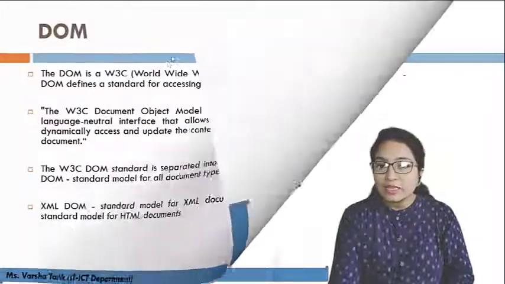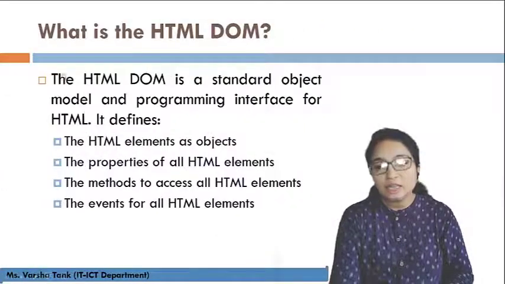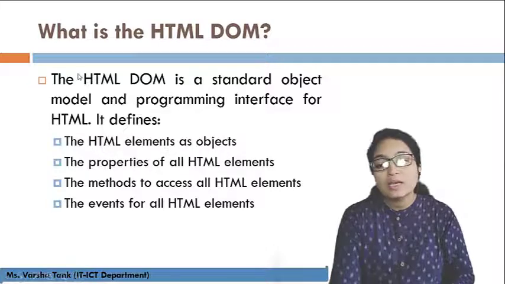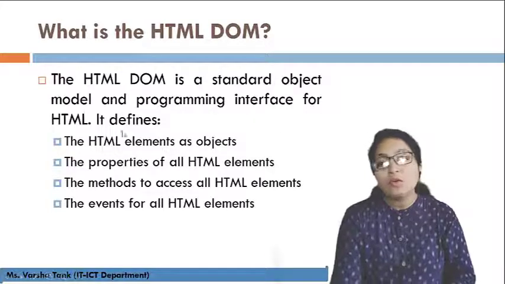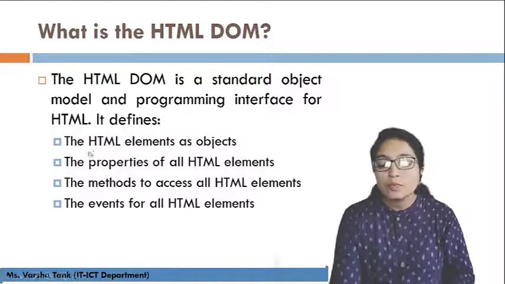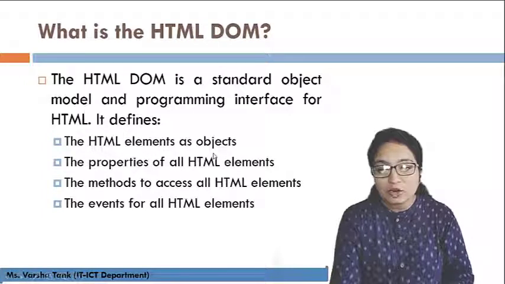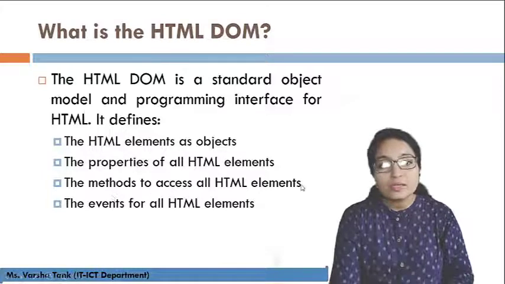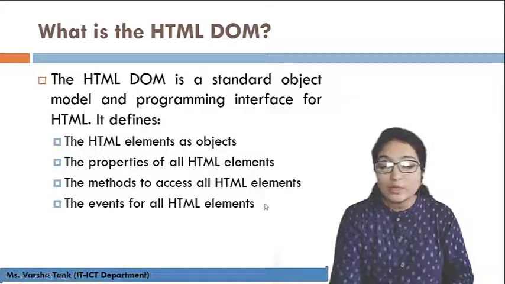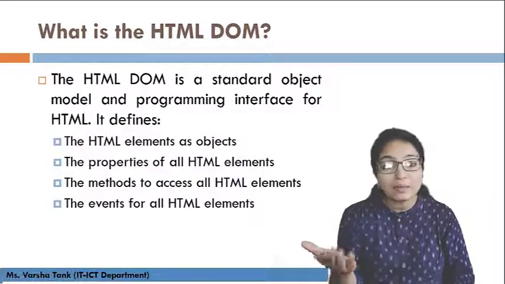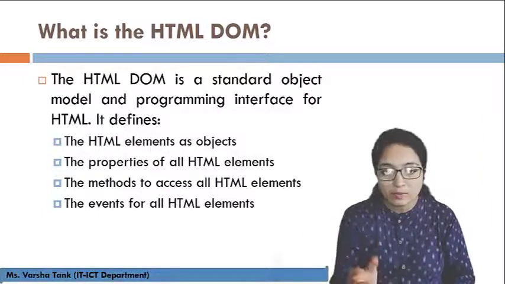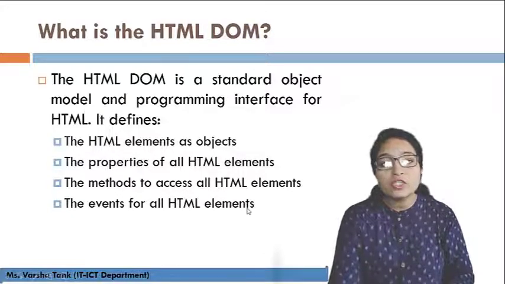Okay, so what is the HTML DOM? We will study the HTML DOM. The HTML DOM, that is the HTML document object model, is a standard object model and programming interface for HTML. What does it define? It defines the HTML elements as objects, the properties of all the HTML elements, and the methods to access all the HTML elements. You can access them by name, by class name, by ID, etc. And it defines the events for all the HTML elements.